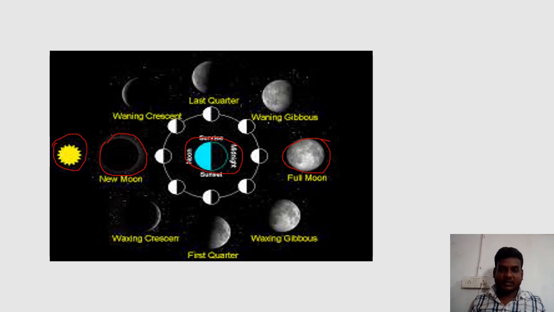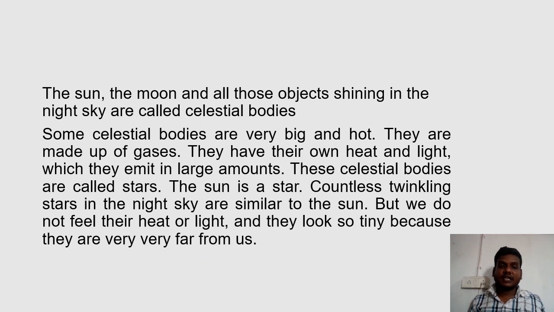I hope this picture is clear. Here, when the sun lights this area, we can see only this area, and after that you can have the first quarter and last quarter. These are the different types of moon phases.